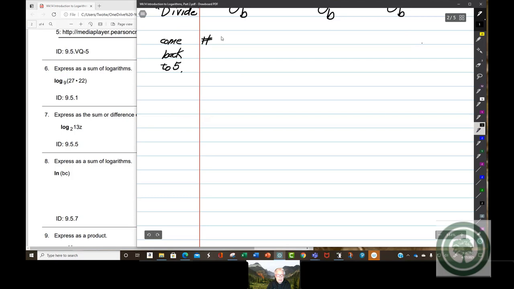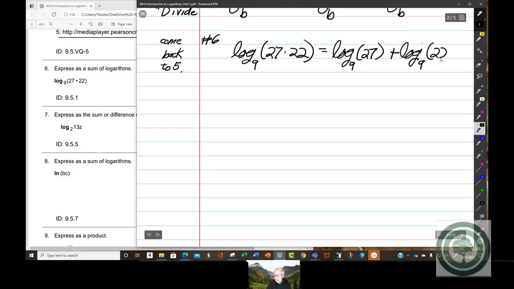All right, this is number 6. Log base 9 of 27 times 22 equals log base 9 of 27 plus, because you're multiplying, log base 9 of 22. We all have to live through it. My first reaction when I was a student was, I can't do that. Yeah, that's what I always thought. But then I did. So if I can do it, you can do it.